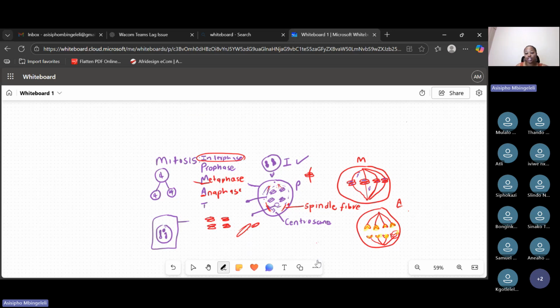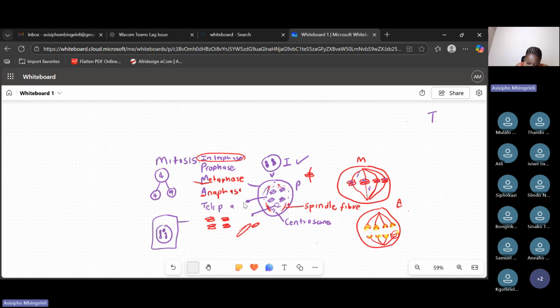So it is the daughter chromosomes that are being pulled to opposite poles. This is a mess, but let's go to the last phase, which is telophase. I'm going to draw it here and represent it with the T. If I go back to my initial notes, this was telophase.